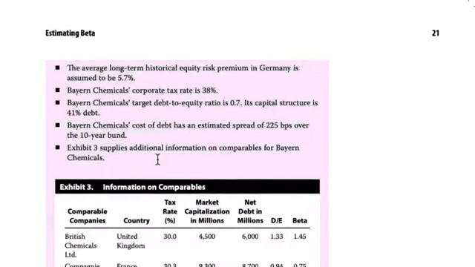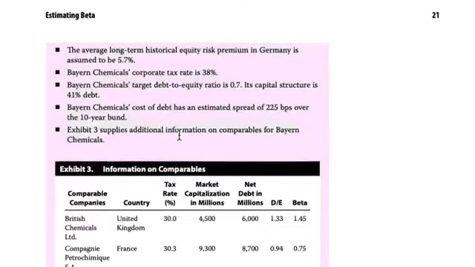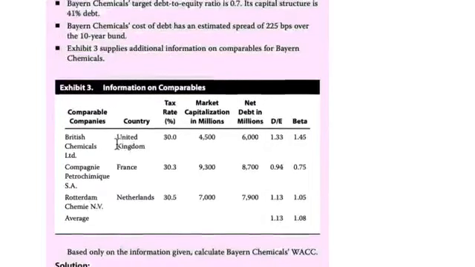But this is not a publicly traded company. So we're going to have to find peer betas, unlever them, and then relever them for our capital structure. Exhibit 3 supplies additional information on comparables for Bayern Chemicals, and we have 3. So we have a choice. Do we take the average numbers and delever the average and relever it, or do we delever each one, take the average, and then relever it once? The correct way is to take each one, delever it, take the average of the three, the average unlevered of the three, and then relever it once.